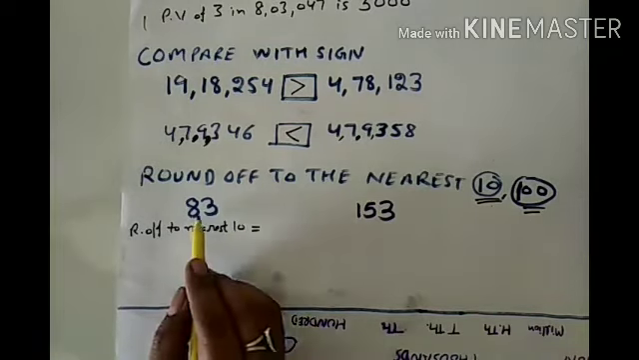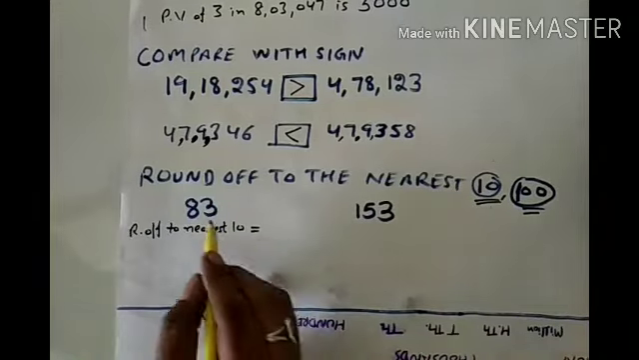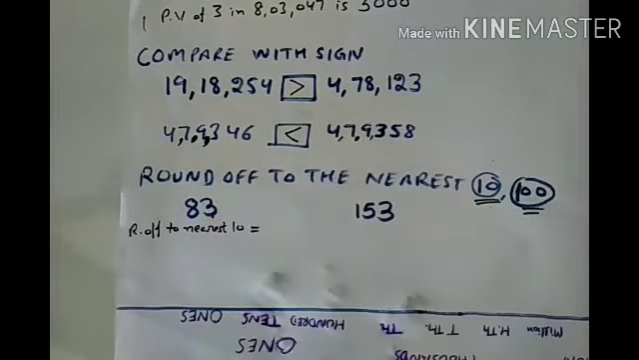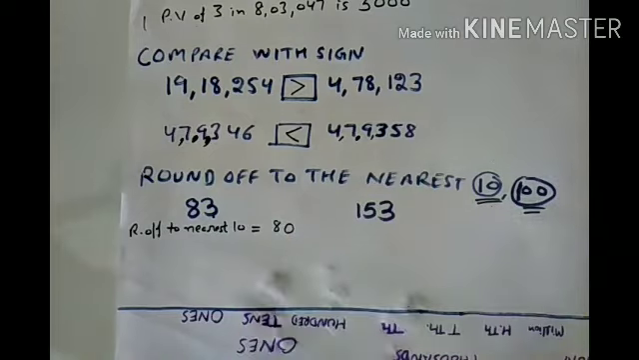So now the digit at unit place is 3 and 3 is less than 5. If the number at the unit place is less than 5, then what will you do? I will convert the unit digit to 0 and not change the digit at tens place. Therefore, its answer will be 80.